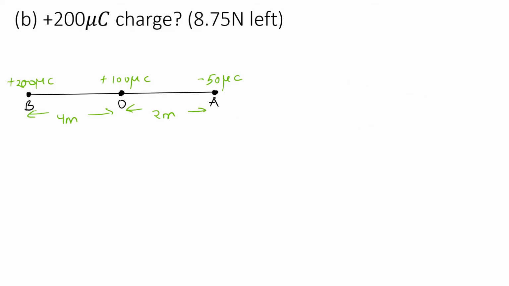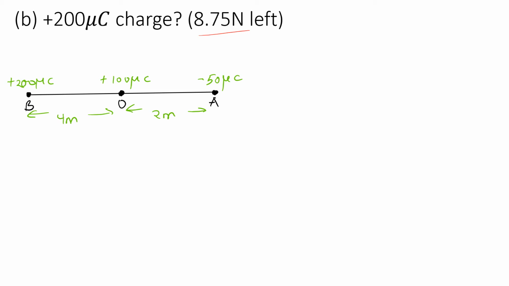Well, example number, part B, we want to find, using the same question, the net force acting on the 200 microcoulomb charge. Since we have the diagram already here, we don't need to go back to the original question. The 8.75 is the answer. To the left, we don't know, but let's find out. The 200 is placed at position B. Therefore, it is within the field of the charges placed at O and A. Therefore, it's going to experience forces due to those two charges.